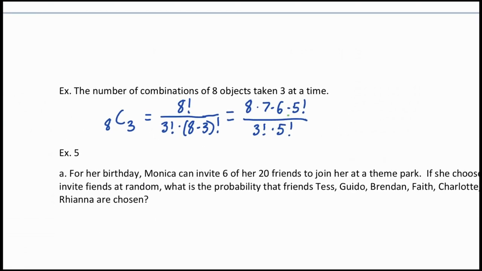So we see that the 5 factorials cancel. Yes? No? Okay. What is 3 factorial? 6, right? So do we see how that could also cancel with this 6? Yeah. So then it's just going to be 8 times 7. And what's that? 56. So there are 56 ways we could do this.